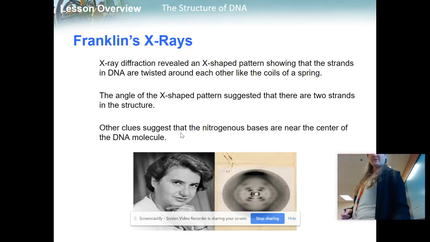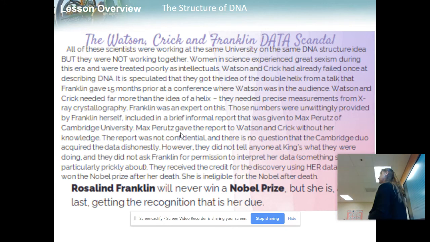And the worst part of it is she died at 37. I'm 37. She died at my age of ovarian cancer because she was handling so many forms of radiation. She was taking these radioactive photographs every single day, all the time, and they were not aware at that time of radiation issues. She died of ovarian cancer at a very, very young age, quite literally died for her work.